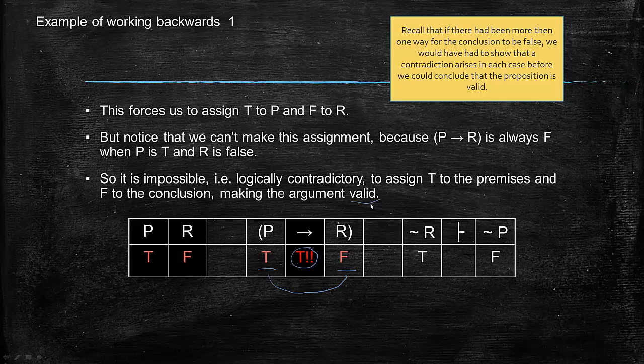Recall that, by the way, that is in the yellow box here, that if there had been more than one way for the conclusion to be false, we'd have to show that a contradiction arises in every case. Now, in this case, there's only one way for not P to be false. But if it had been, say, a conjunction, there's three ways for a conjunction to be false, and we would have had to look at all three ways. Okay?